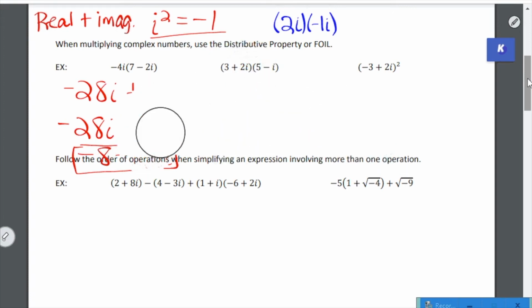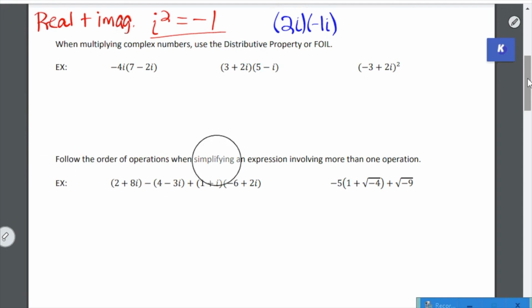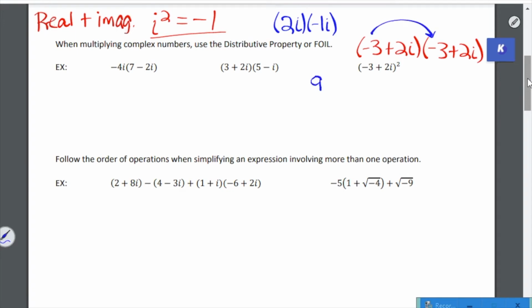The very last problem is just a binomial squared. So if it would help you to write it out, you could write it out like this. Negative 3 plus 2i times negative 3 plus 2i, and now we can distribute. So let's do our negative 3 times negative 3, which is positive 9. Negative 3 times 2i is negative 6i. I'm trying to write smaller.